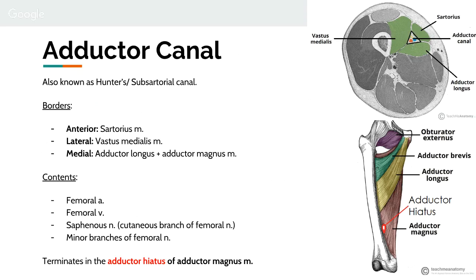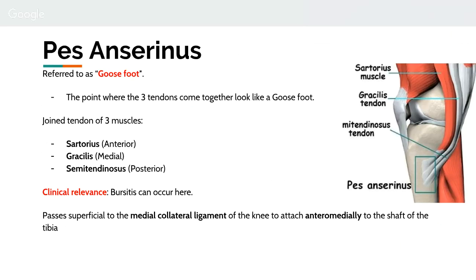Adductor canal, it's surprisingly in the adductor compartment, and there are contents. And it terminates at the adductor hiatus that we just saw, big hole. Pes anserinus, we covered that fair amount. For the amount of questions they have on the pes anserinus, there's surprisingly little that's in there. Like, bursitis. Cool. That's awesome.